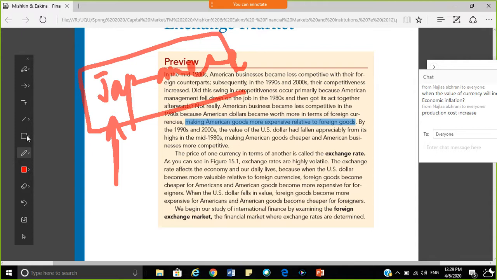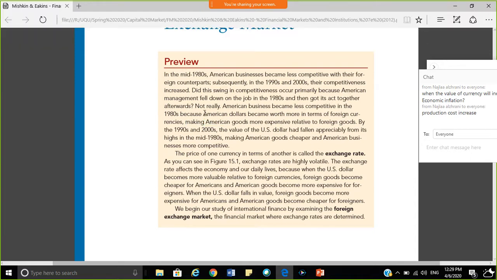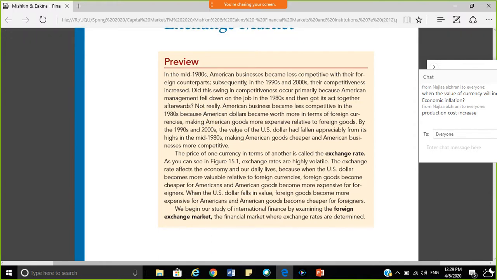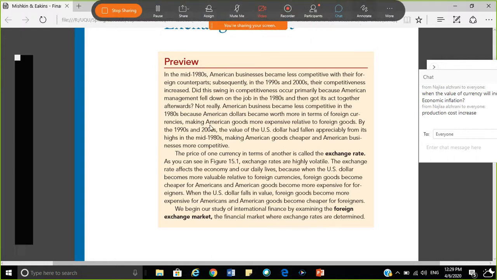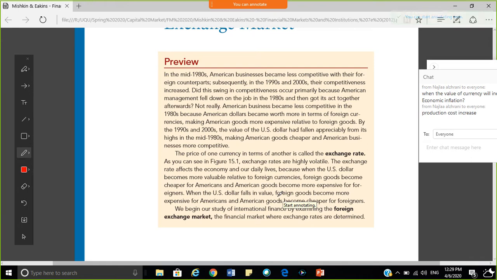So, instead of just saying American goods, if we replace this with any currency. So, when a currency becomes more valuable, the production in the country will become more costly. So, if foreign companies are there, they will start making more money, they will become more competitive in the market.